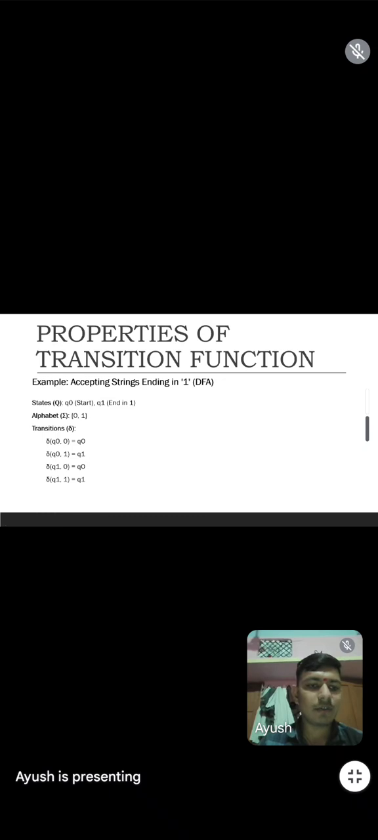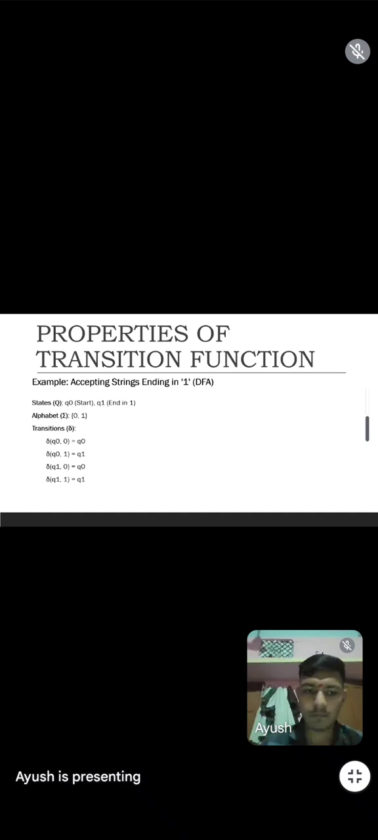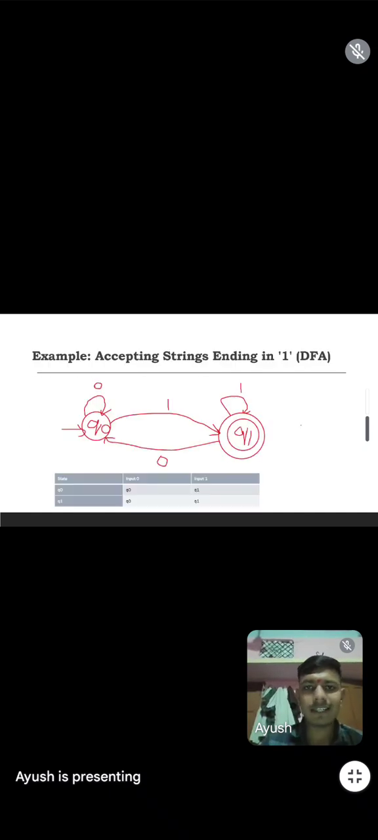And when the state is Q1 and we give input 0, then we move to the Q0 state. And when the state is Q1 and we give input 1, we move to the Q1 state, that is itself. Now here is a state diagram of the DFA. Here Q0 is the first state and Q1 is the final state.